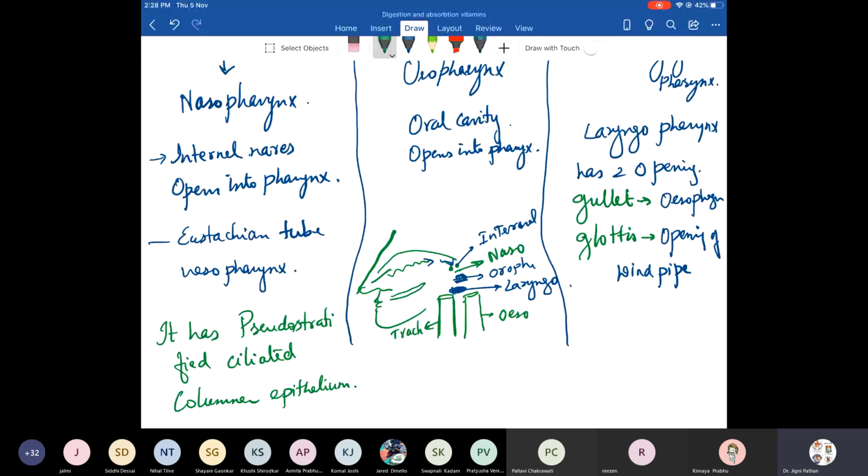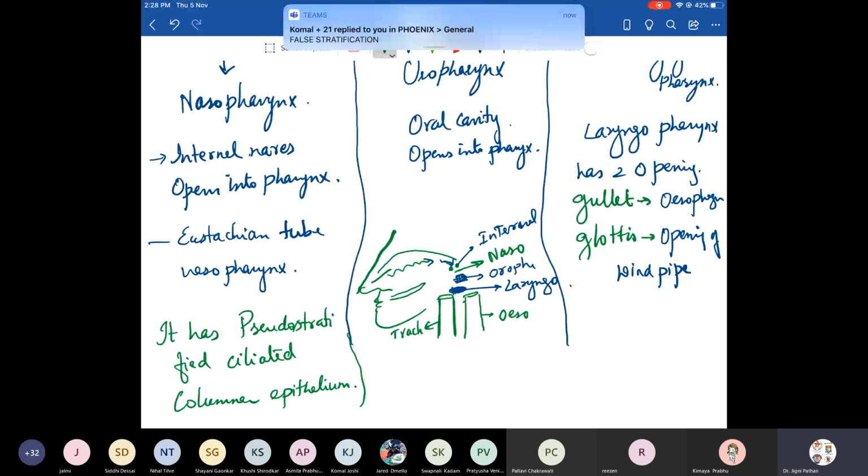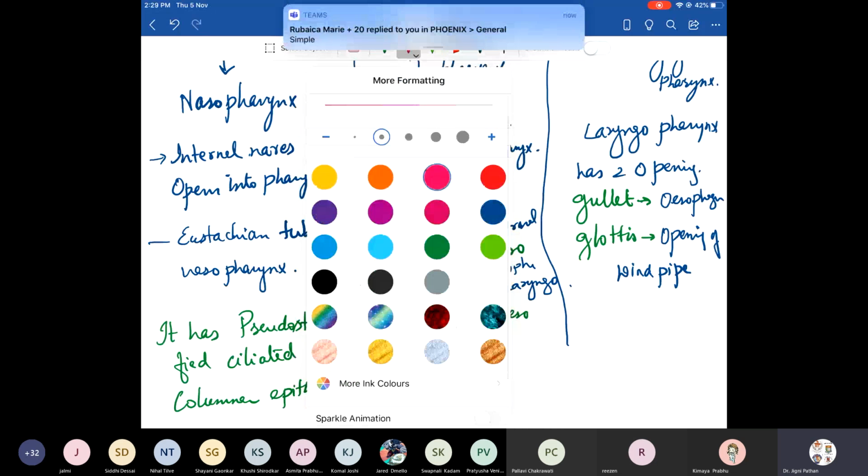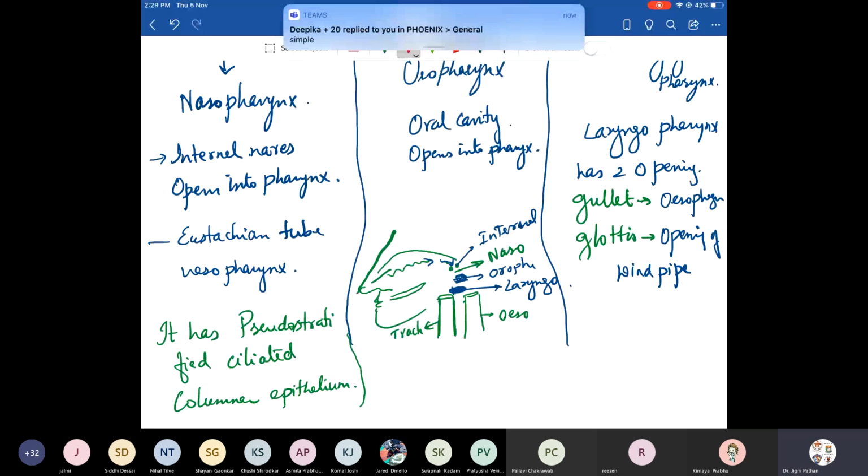Are they simple or stratified epithelium? Who will answer this question? Yes, false stratification, so they come under the category of simple. Very nice, they are simple. Very good, very smart. Next.